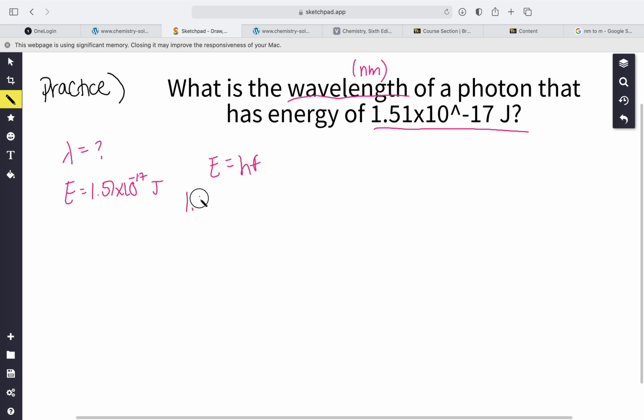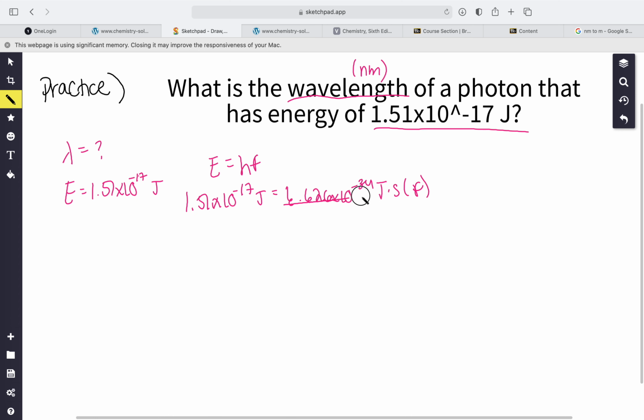So we're going to do 1.51 times 10 to the negative 17 joules. And then this number here, referring back to our sheet, is 6.626 times 10 to the negative 34, and that is in joules times second. And we're going to multiply that by frequency.